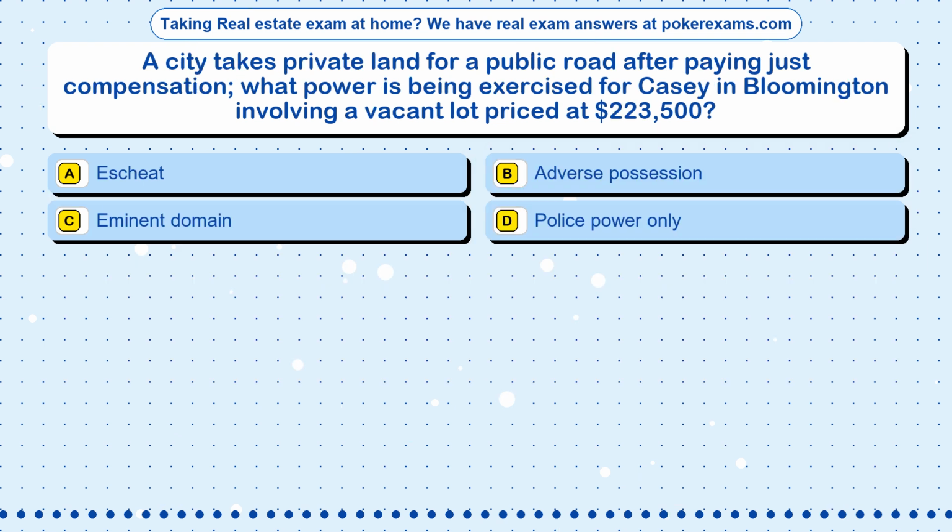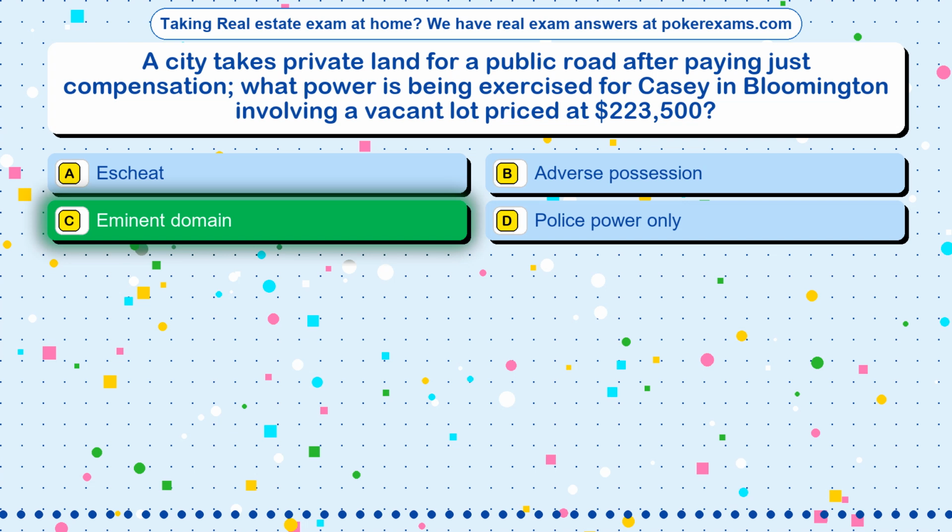Question 23. A city takes private land for a public road after paying just compensation. What power is being exercised for Casey in Bloomington involving a vacant lot priced at $223,500? Option A, escheat. Option B, adverse possession. Option C, eminent domain. Option D, police power only.